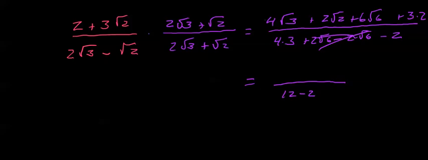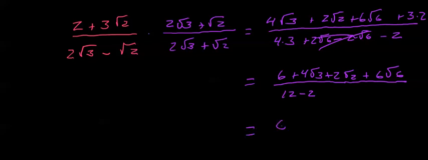And the numerator, I have 6. I have 4 radical 3. I have 2 radical 2. And 6 radical 6. Always continue that. And this is equal to 10. So we have 6, 4 radical 3, plus 2 radical 2, plus 6 radical 6 over 10.